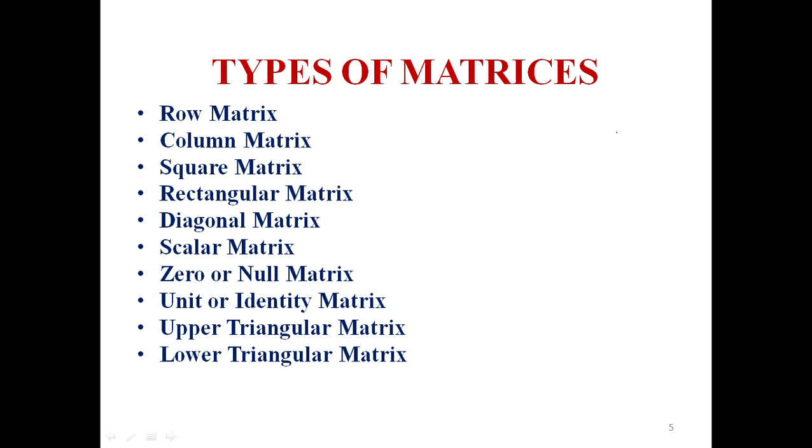There are different types of matrices. First is a row matrix, second column matrix, then square matrix, rectangular matrix, diagonal matrix, scalar matrix, zero or null matrix, unit or identity matrix, upper triangular matrix, and lower triangular matrix. Now I am going to give you each type of matrices in detail.